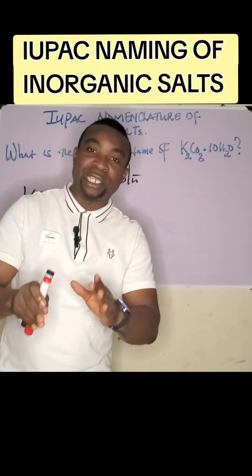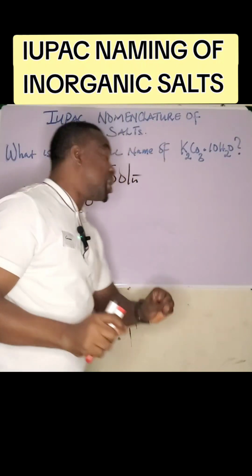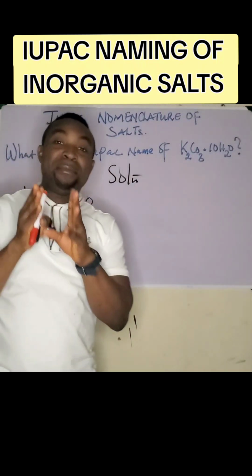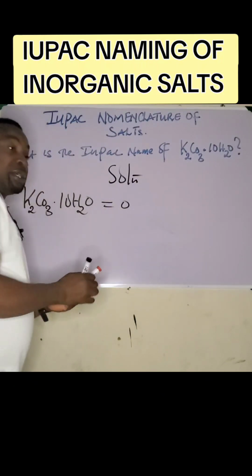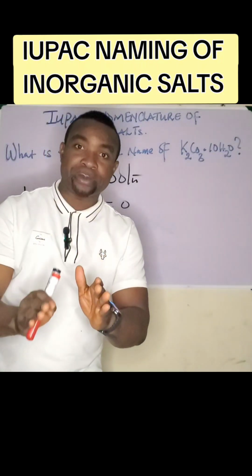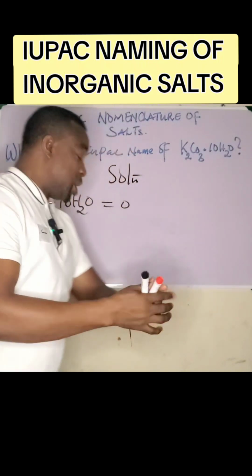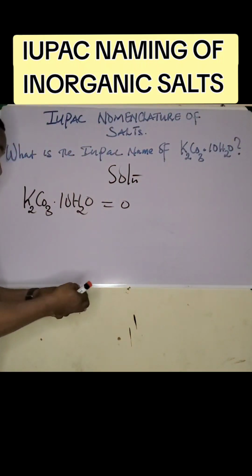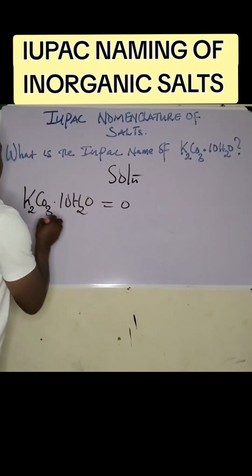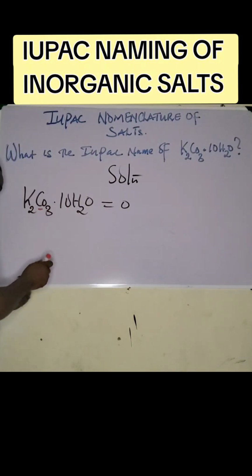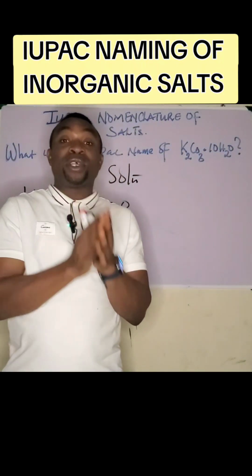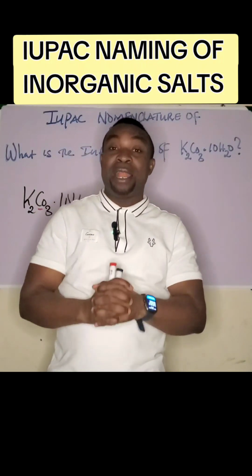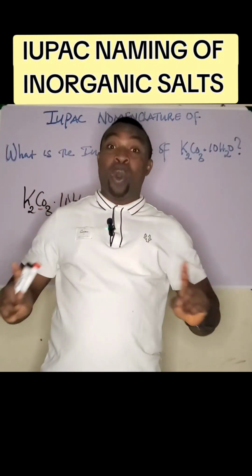Because of that reason, the sum of oxidation numbers of all the elements in this compound will be equal to 0. This is the first rule. And the second rule is for you to determine the oxidation number of the central element. Do not forget, we will always calculate or find the oxidation number of the central element, except otherwise.